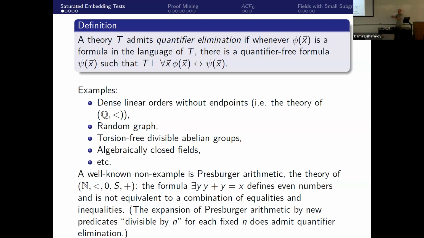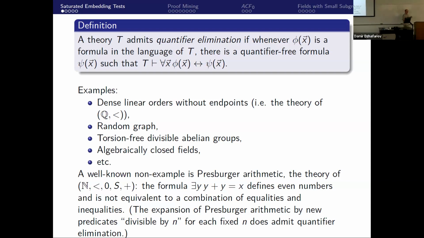First of all, the reason it doesn't admit quantifier elimination is that with just addition, you can write down a formula that says x is even. The formula, there exists a y such that y plus y equals x, is true exactly when x is even, but there's no quantifier-free formula that expresses that x is even. And it's an interesting example because it turns out this is more or less the only obstacle to quantifier elimination.